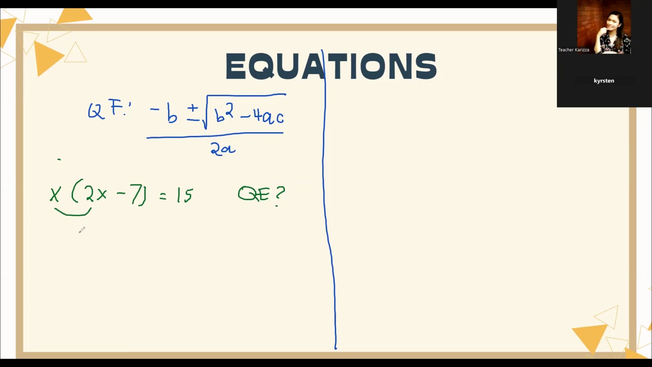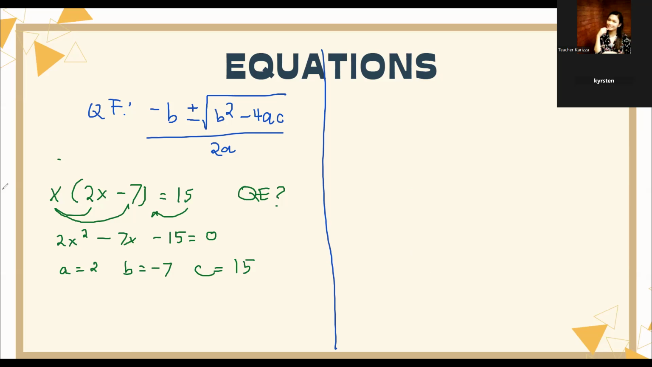So we have 2x squared minus 7x minus 15 is equal to 0, which means A is 2, B is negative 7, and C is negative 15.